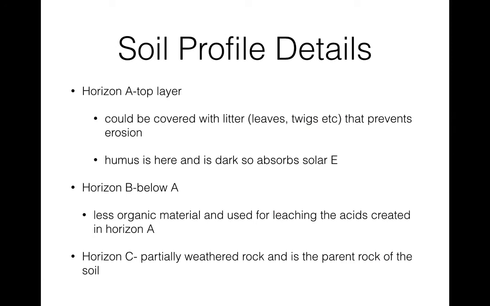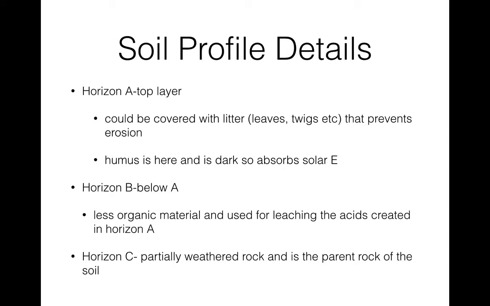Horizon A, the top layer, is usually covered with litter, which is a good thing. Leaves, twigs, cones, pine cones, things like that, because it helps prevent erosion. As wind comes through to erode things away, it will blow that litter away before it will the soil that's needed. Humus is here, and it's dark and full of nutrients, and it's also dark, which means it absorbs solar energy. So it absorbs the energy and the heat that is needed from the sun for plants to grow.